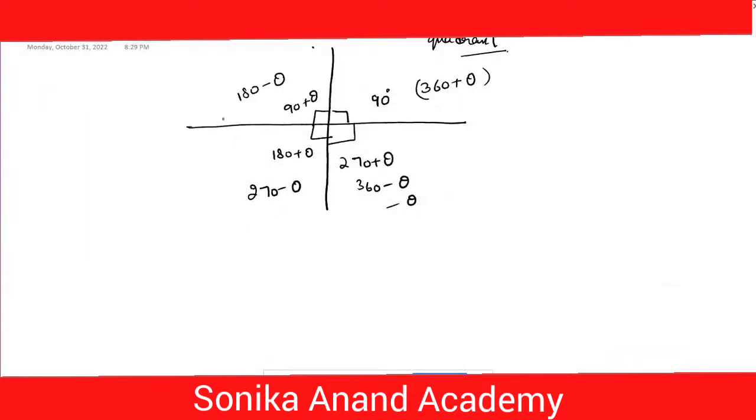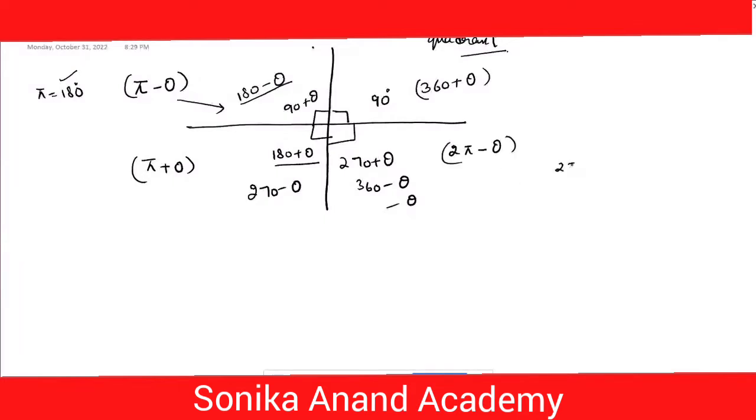Now generally we use pi minus theta for this, pi plus theta for this, where pi is equal to 180. And here we use 2 pi minus theta, because 2 pi is 360. Now you know all the trigonometric functions are positive here.